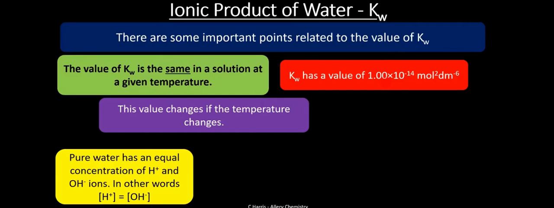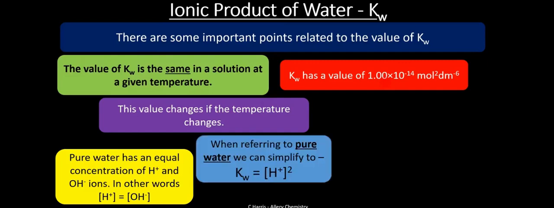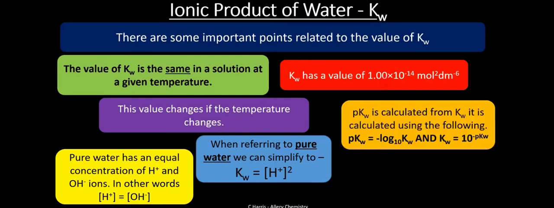We need to know that pure water has an equal concentration of H+ and OH- ions. In other words, the concentration of H+ is equal to the concentration of OH- ions. So we can simplify our Kw as an expression in terms of H+ only. Since H+ is equal to OH-, we can have Kw is equal to the concentration of H+ squared. So you can use this.